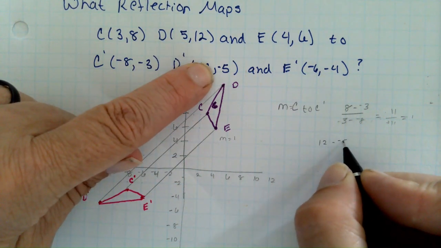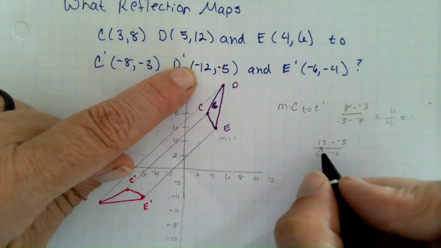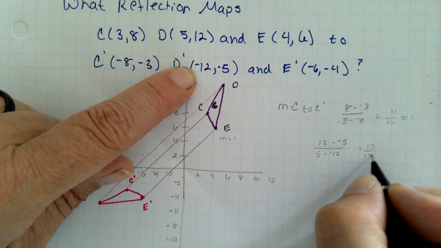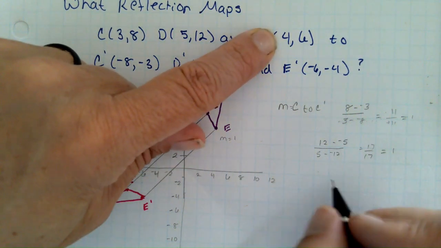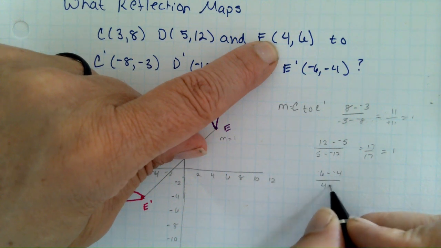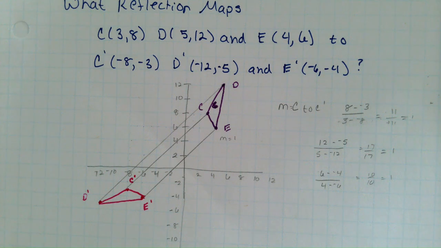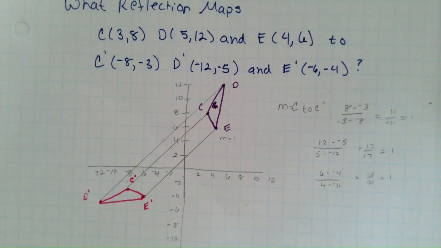Y minus y over x minus x. That would be 17 over 17, which is also 1. And then E, 6 minus negative 4 over 4 minus negative 6. Yep, that's 10 over 10, which is 1. Okay, so the slope of all three of these is 1.